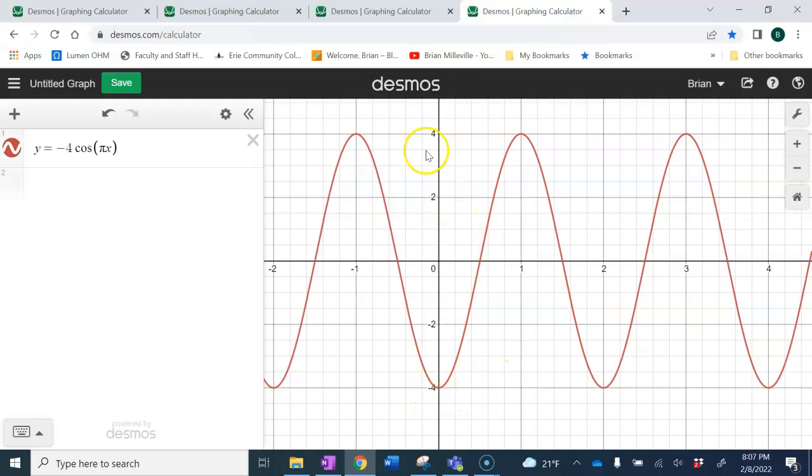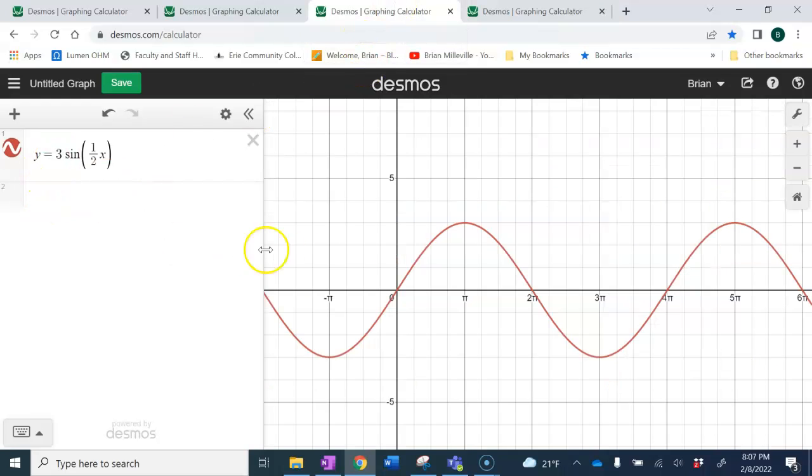Notice the lowest and highest points again were at -4 and +4. For the second example we did, the amplitude was 3, so our highest points are at height 3. Our lowest points are at height -3.